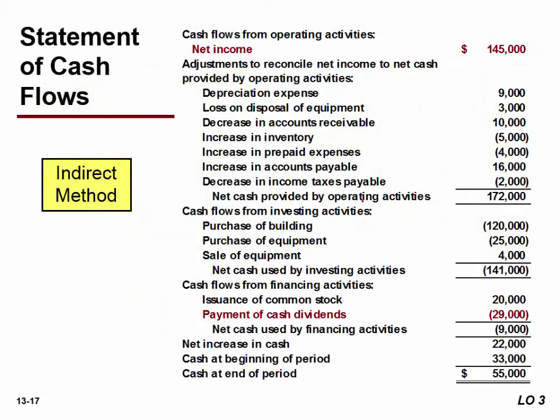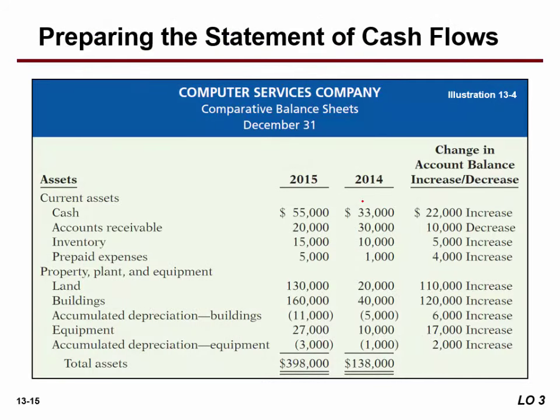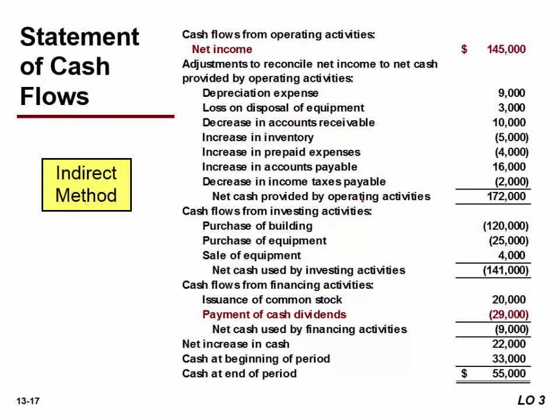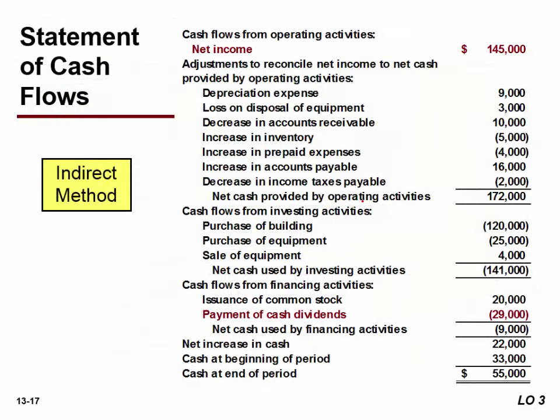Okay. Then we start going through our current items, that was the D in CLAD. Accounts receivable, $10,000 add, because accounts receivable decreased $10,000, so we add it, don't we? Our inventory increased $5,000. Where's my inventory? My inventory increased $5,000. It's an asset, so we subtract it.